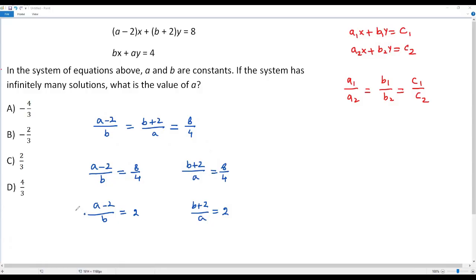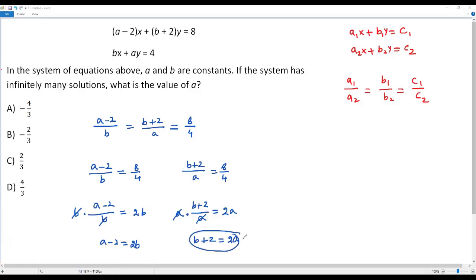Now let's multiply both sides of this equation by b. Then this b will cancel out, and I'm getting a - 2 equals 2b. Let me multiply both sides of this equation by a. When I do so, this a will cancel out, and I'm getting b + 2 equals 2a.